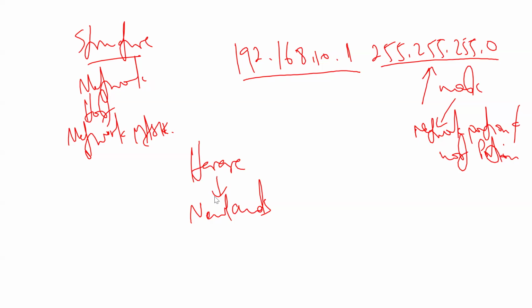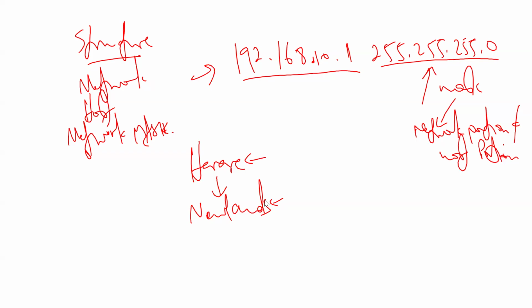If you just say Harare, probably it's not as good for directions, because Harare is big. So for the network portion, think of Harare; for the host portion, think of Newlands. Now, how do you know this is the network portion in the number, and this is the host portion? You use the subnet mask.